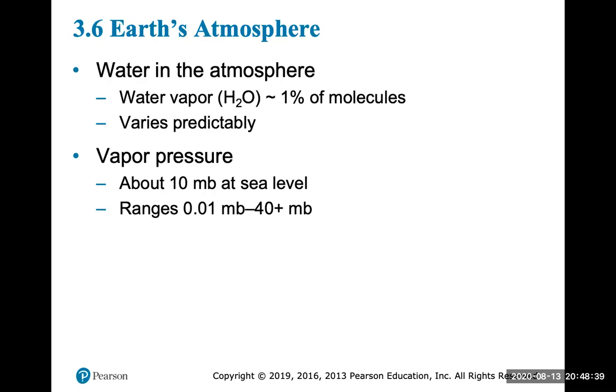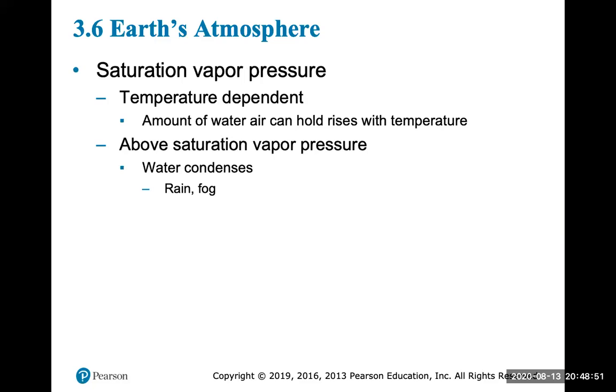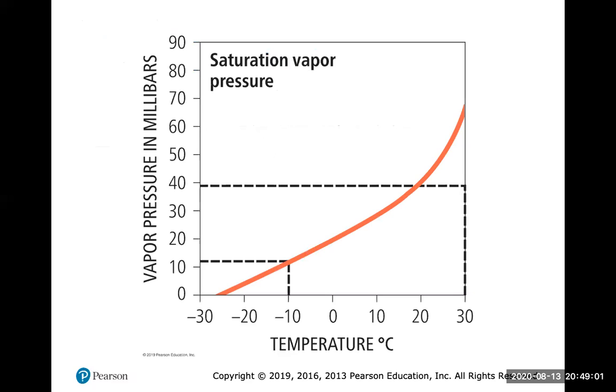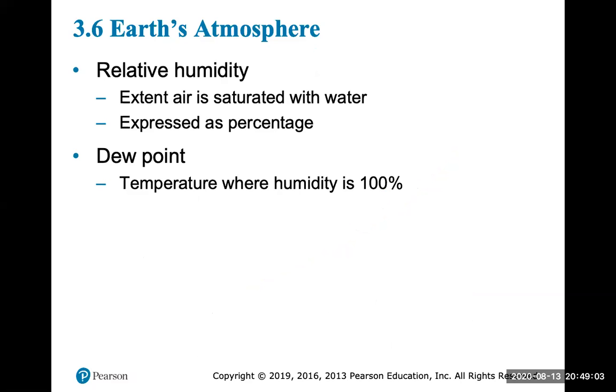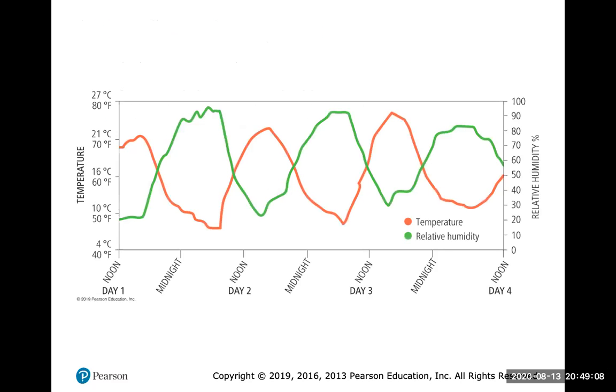Water in the atmosphere, water vapor, is about 1% of the molecules. Vapor pressure, I'll have you look at that, and it's greater at sea level. It can range in great amounts. Saturation vapor pressure can be temperature dependent. Above saturation vapor pressure is when water condenses, and this will create rain and fog. And we talk about this because this will eventually get us to weather, talking about relative humidity, dew point, and how they will change over the course of the 24-hour day.